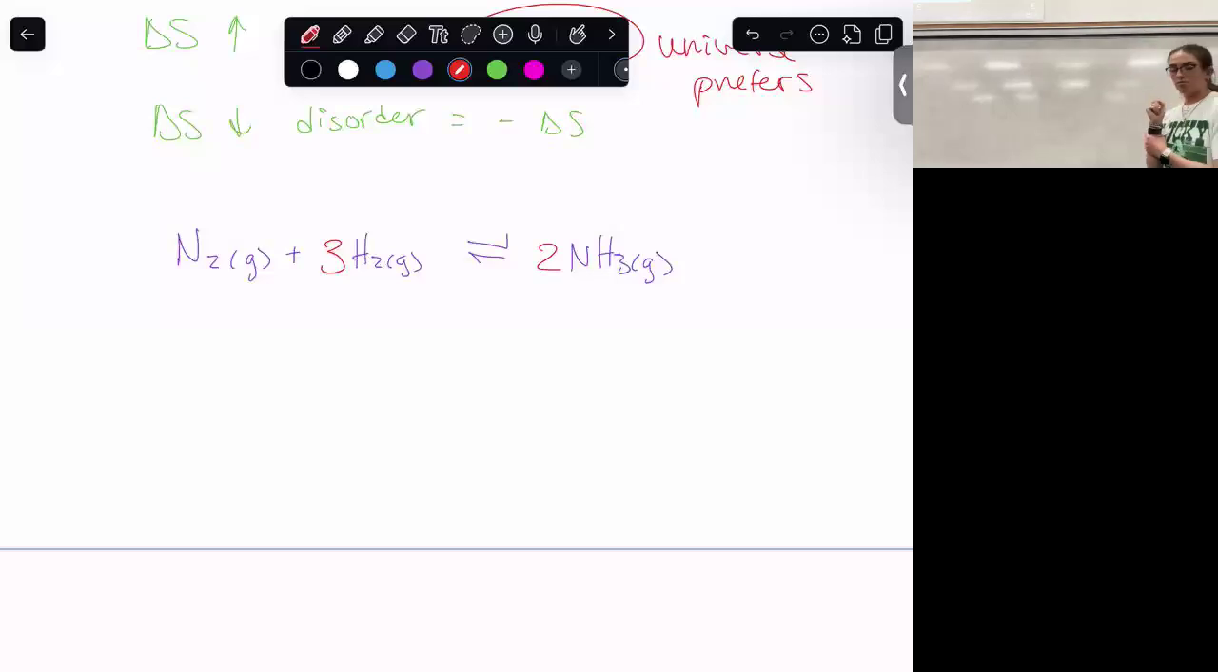Right, so we have 1 mole of N2 gas and 3 moles of H2 gas forming 2 moles of NH3 gas. So what do we think is going to be the delta H and delta S? Kind of gave you a hint for delta H a couple questions ago. Why do you say the S is negative?